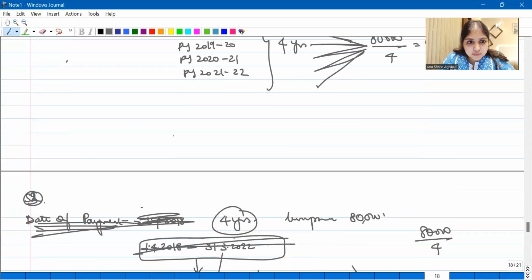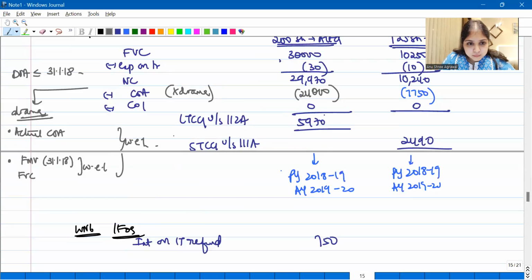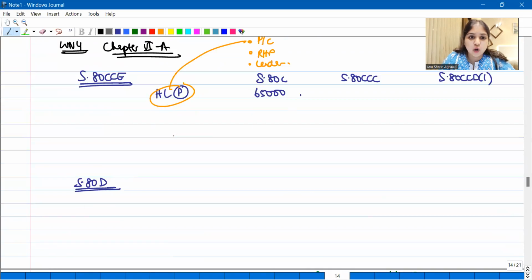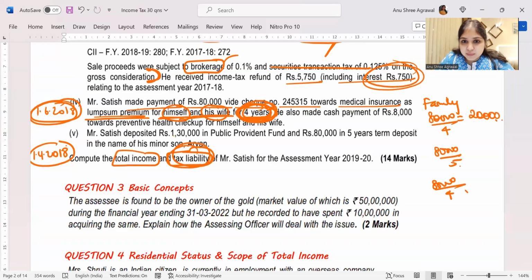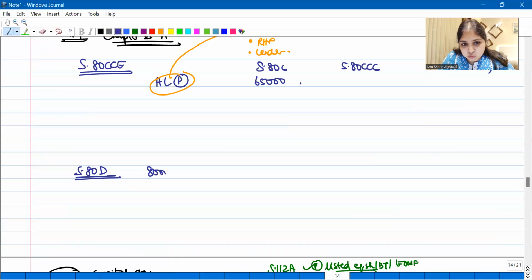Did we put down the number? Let me check. No, we did not put down the number. So medical insurance premium 80,000. It straight away says 4 years. It did not give me a date. So straight away I'll calculate 80,000 divided by 4, guys, which is going to be 20,000 rupees.